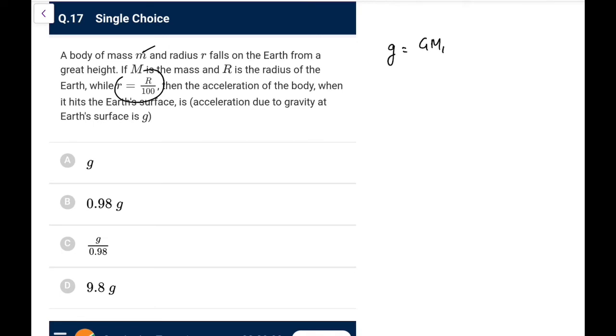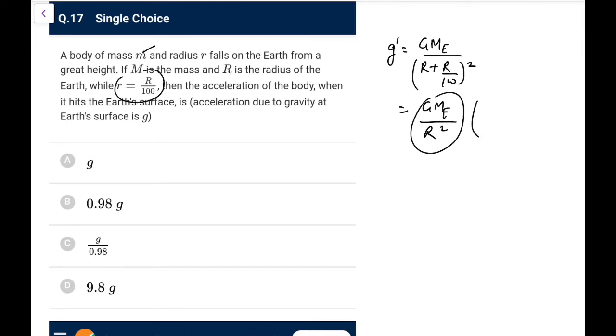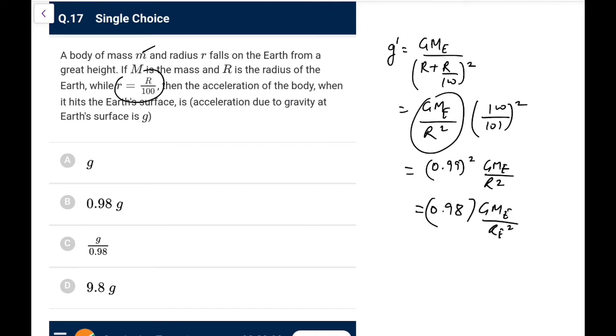That would be G times the mass of the earth over the distance squared, because it has its own radius r, so its distance from the center of the earth would be R plus r, that is R plus R/100, and you take this as a whole square. So you can write it as GM_e by R square, that is the small g, or you can write it as g dash, and it would be (100/101) whole square. So 100/101, you all know, using the binomial theorem, you write it as 0.99, and 0.99 square times GM_e by R_e square would be 0.98 using those binomial techniques. So 0.98 GM_e by R_e square, you can write it as 0.98 g.